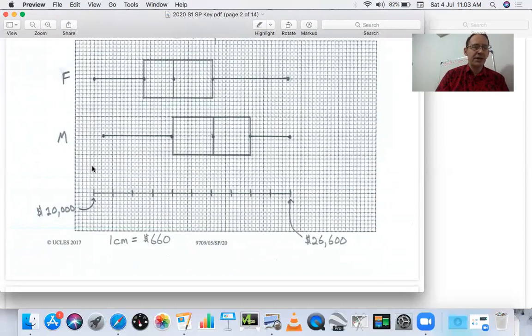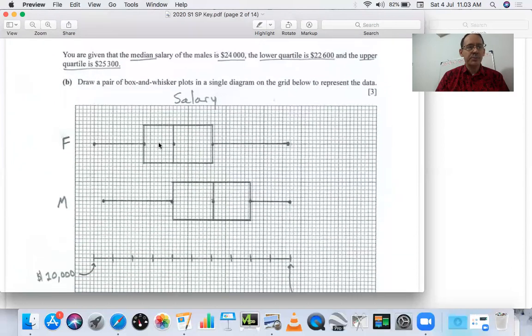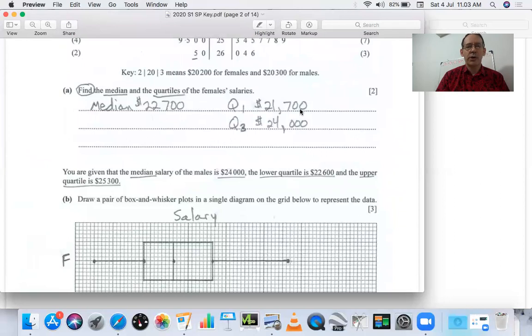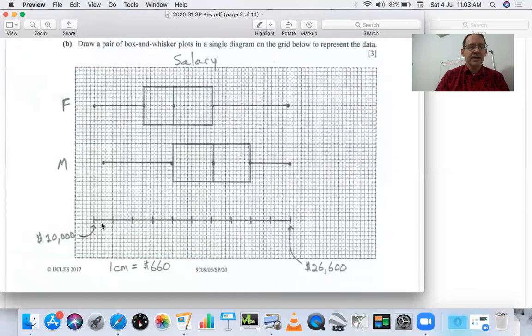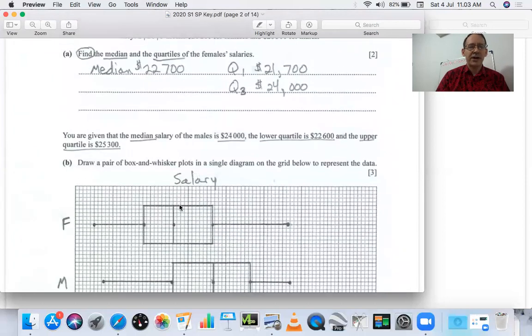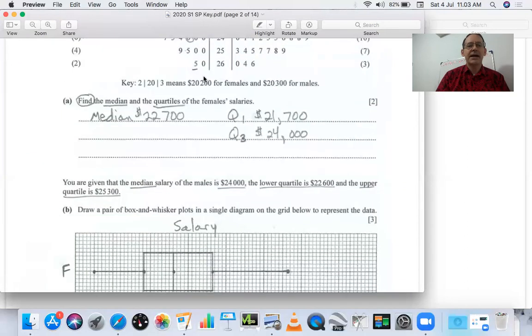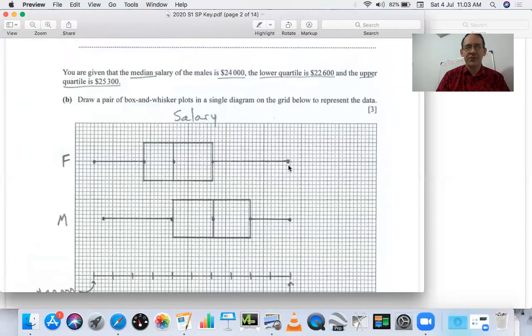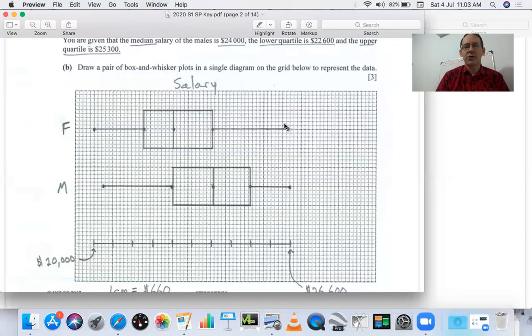So here's the 20,000, that was the lowest value. Over here, the highest value is 26,000. You just put in your numbers. So 20,000, then you have to figure out where 21,700 is according to this. So here's 21,700. Here's the median, which is 22,700. Here's the 24,000 right here. And then the maximum value is 26,500, just a little short of the end here.